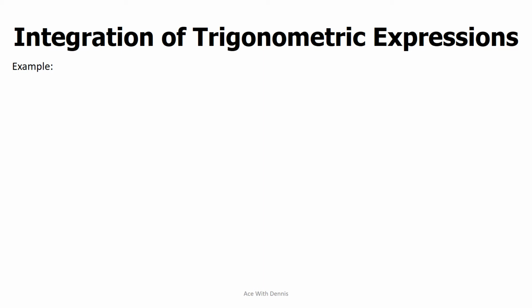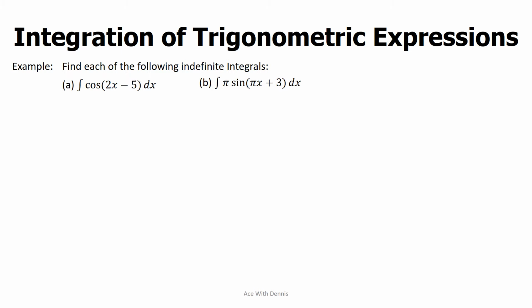Alright, so now we already learned how to integrate trigonometric expression. Let's look at the example here. Find each of the following indefinite integrals. A. Integration of cosine 2x minus 5 dx. B. Integration of pi sine pi x plus 3 dx. C. Integration of secant square 6 minus 3x dx.